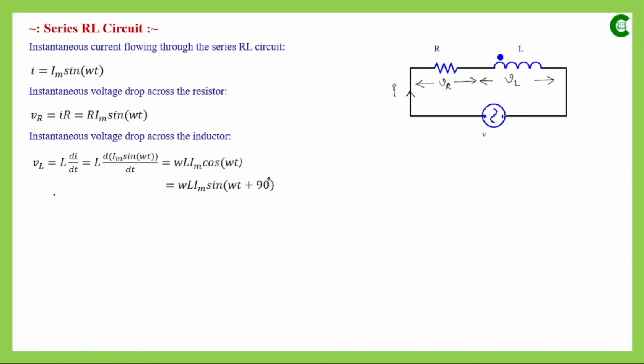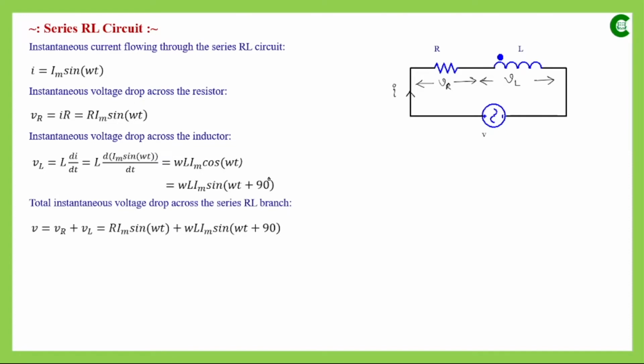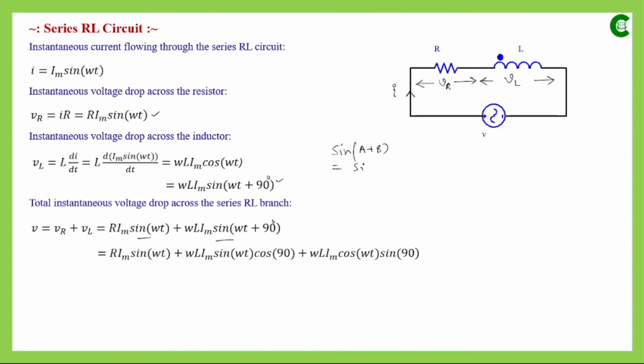Now if we want to get the total voltage across that series RL path, then it will be simply VR plus VL. So this value R Im sine omega t will be added with omega L Im sine of omega t plus 90 degree. Now what has been done here: R Im sine omega t has been written as it was, and this sine of omega t plus 90 degree has been expanded following the formula, as we know that sine of A plus B is sine A cos B plus cos A sine B. So just that has been followed here.